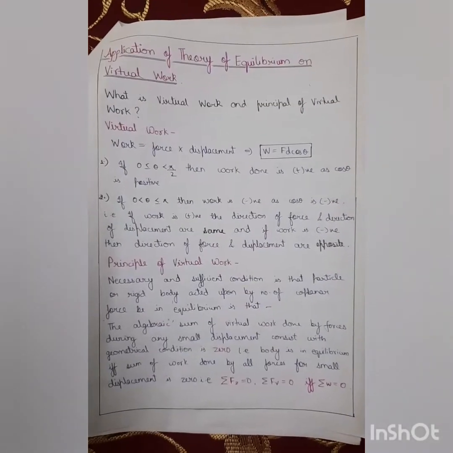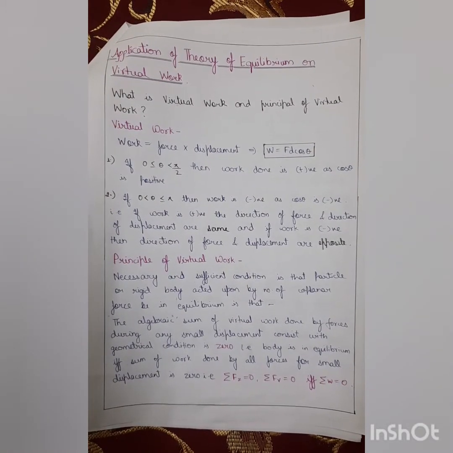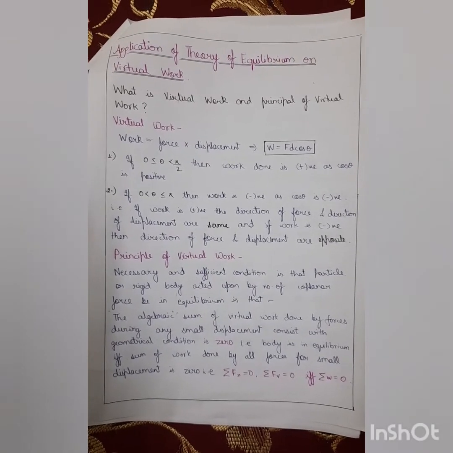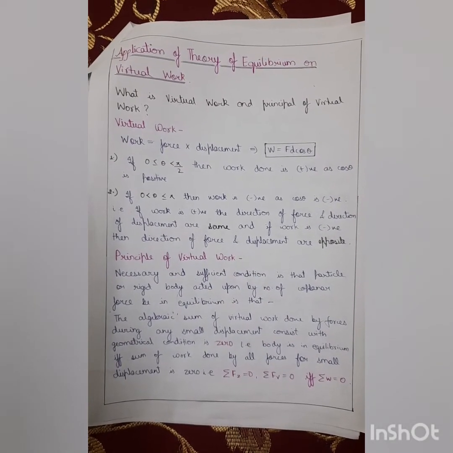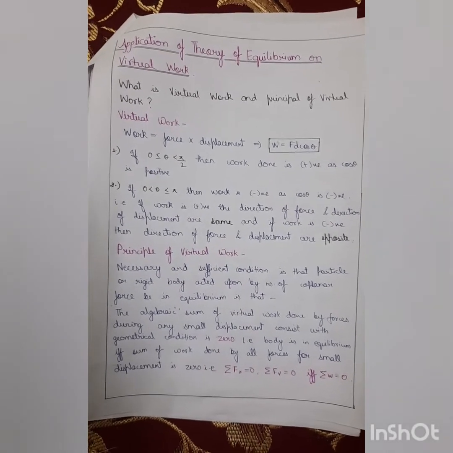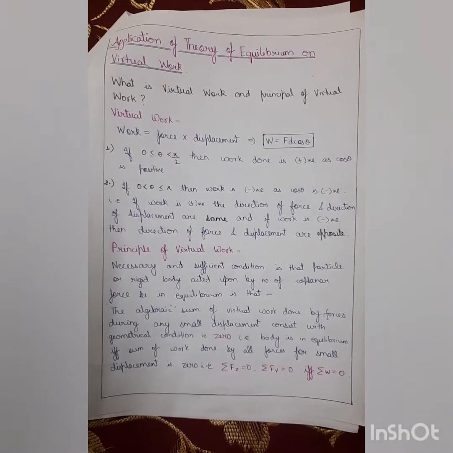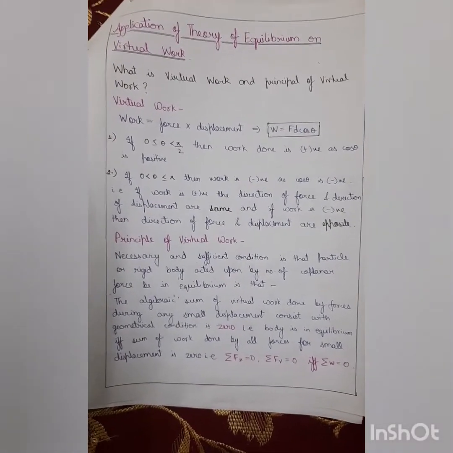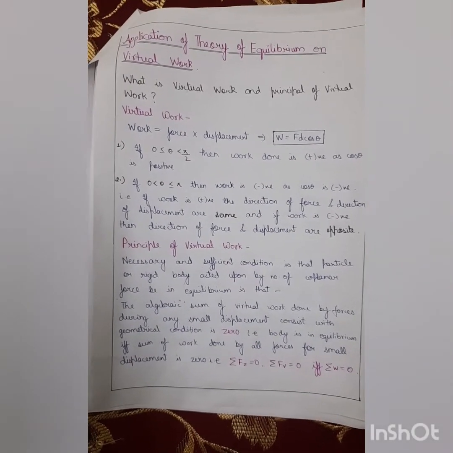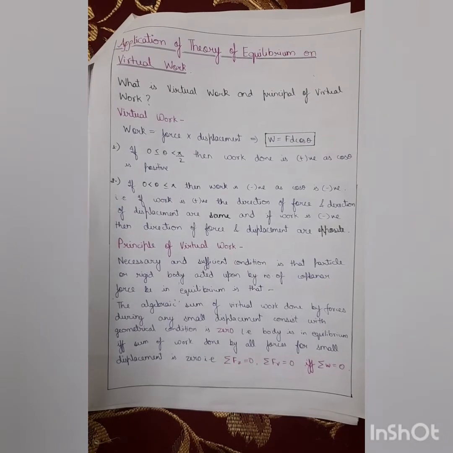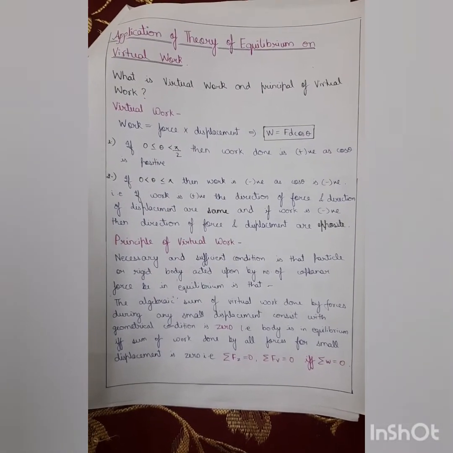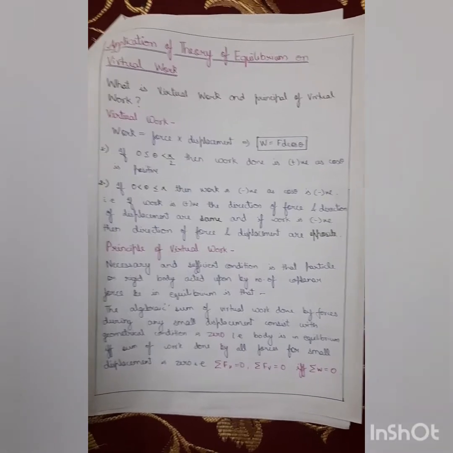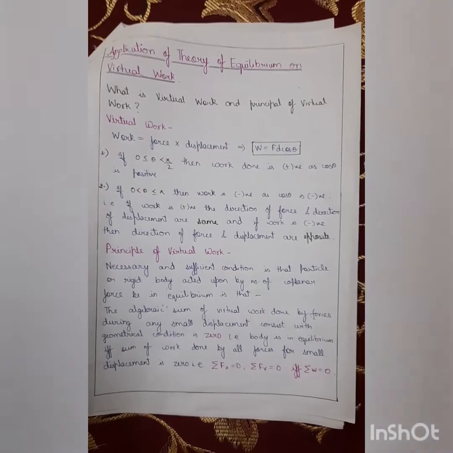Now what is the principle of virtual work? The necessary and sufficient condition for a particle or rigid body acted upon by a number of coplanar forces to be in equilibrium is that the algebraic sum of the virtual work done by the forces during any small displacement consistent with geometrical conditions is 0. That is, a body is in equilibrium if the sum of the work done by the forces for a small displacement is 0. That is, sigma Fx is equal to 0, sigma Fy is equal to 0 if and only if sigma W is equal to 0.